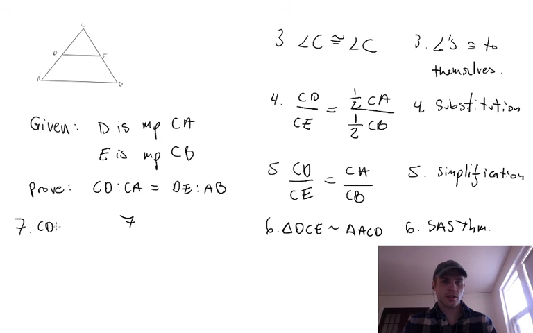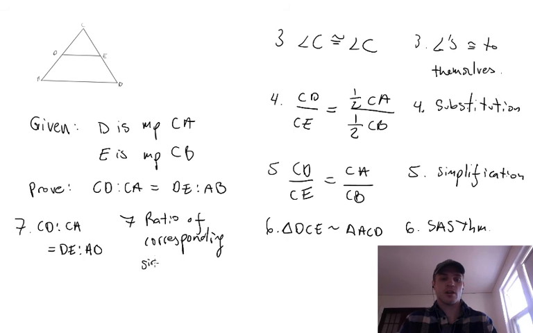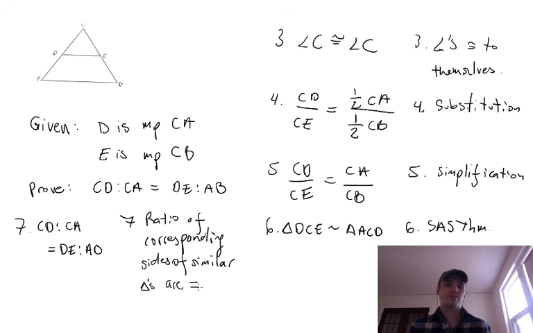we can say CD relative to CA is equal to DE relative to AB, because the ratio of corresponding sides of similar triangles are equal. And so, when you do this, make it a little bit neater. Obviously, I'm not getting graded on this work, but that's the rationale.